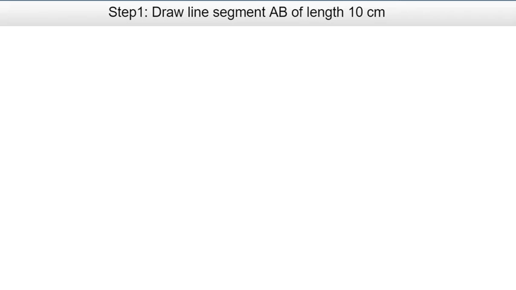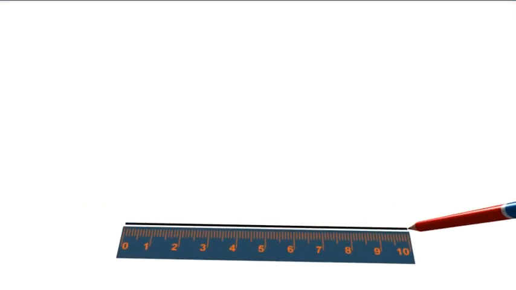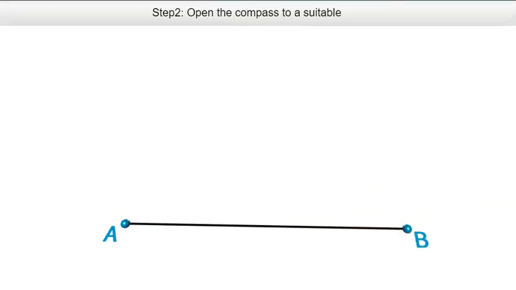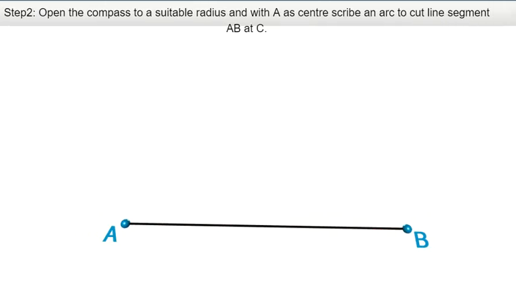So step one, we're going to draw a line segment AB of length 10 centimeters. In practice, however, 5 or 6 centimeters is sufficient. I label the ends A and B. Then I'm going to open the compass to a suitable radius, and with A as center, I'm going to scribe an arc to cut line segment AB at C. So these are the steps which I would take to construct a 60-degree angle.